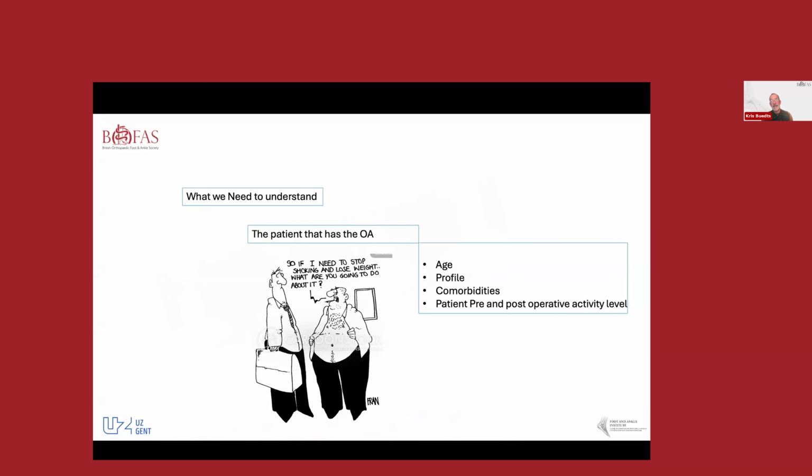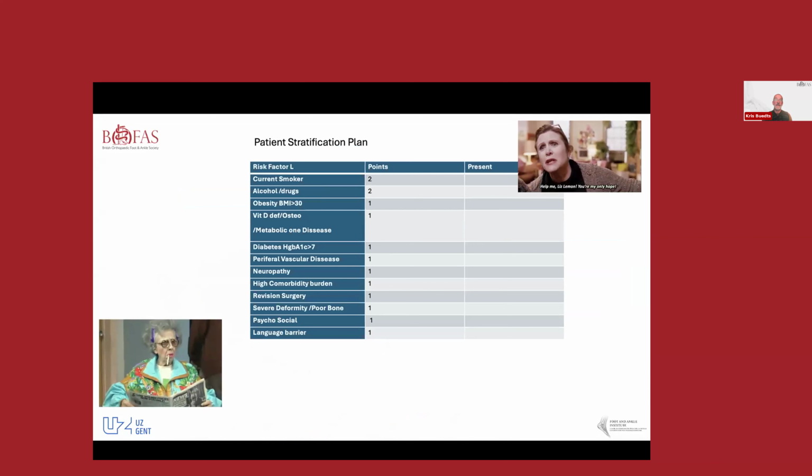At the second stage, then you have the patient. The patient has osteoarthritis. There's an age, there's a profile of the patient, you have comorbidities, and you also have what the patient expects from your surgery. That's why we developed a kind of flowchart or stratification plan in Brussels, which we use for our complex surgery, where we look at the patient profile. It's better than what the anesthesiologists use with the ASA score. It's more focused on foot and ankle, looking at the current health state of the patient: smoker, vitamin D, obesity, alcohol use, diabetes, peripheral vascular disease, and we score them for every point. You also see there's a psychosocial item, where we try to see if our patient is capable of doing the rehab that is required for the deformity, but also the way you can communicate with your patient can be important, so that you understand what has to be delivered.